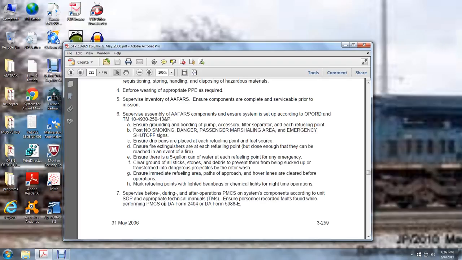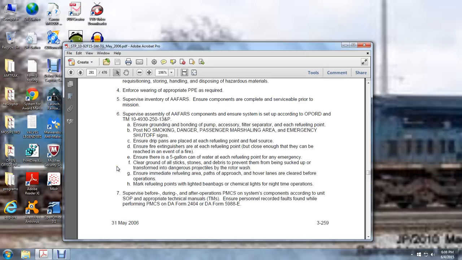For any emergency, clear the ground of all sticks and stone debris to prevent them from being sucked up or transformed into dangerous projectiles by rotor wash. Ensure immediate refueling paths of approach and hover lanes are cleared before operation. Mark refueling points with light, beanbags, or chemical lights for nighttime operation.